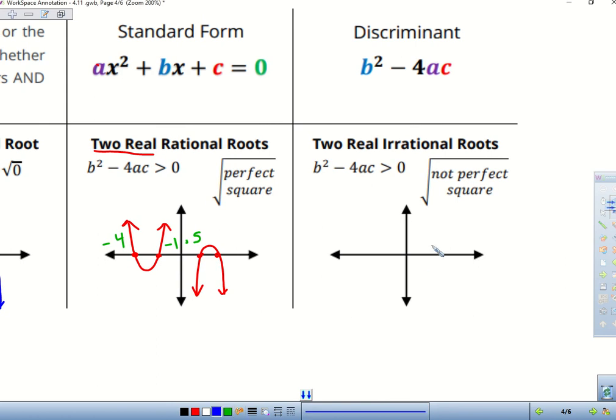And the next type is going to be two real irrational roots. You're still going to touch the x-axis twice, but when you touch the x-axis, it's going to be at random values that are not nice numbers, like square root of 2, or square root of, I don't know, 1.5. I'm just giving you some random examples there. So when you take a square root of a number and in your calculator it gives you a decimal that is not repeating, that means that's an irrational number. And with irrational roots, we often leave them in the form of radicals so that they are complete.